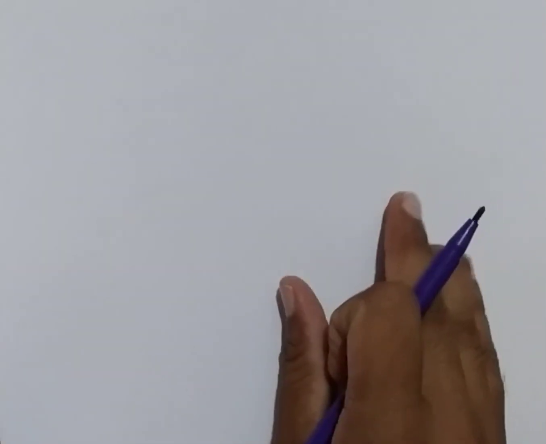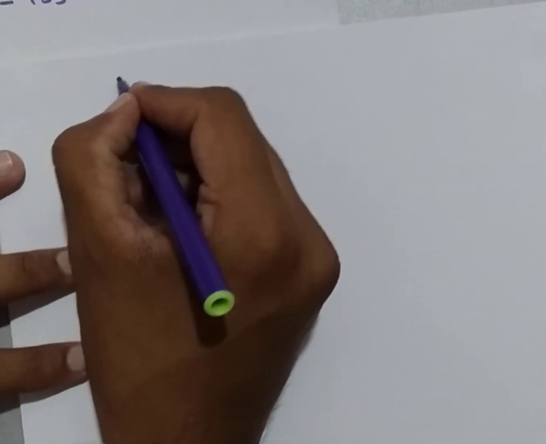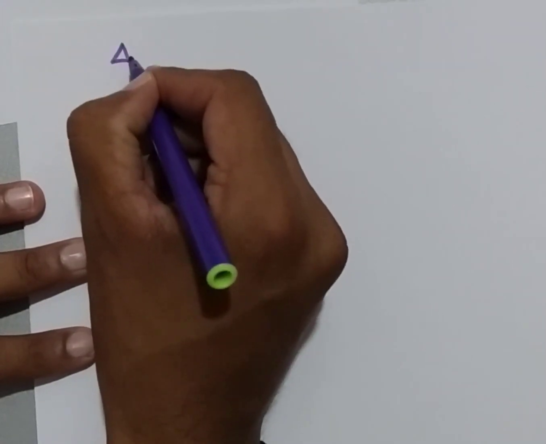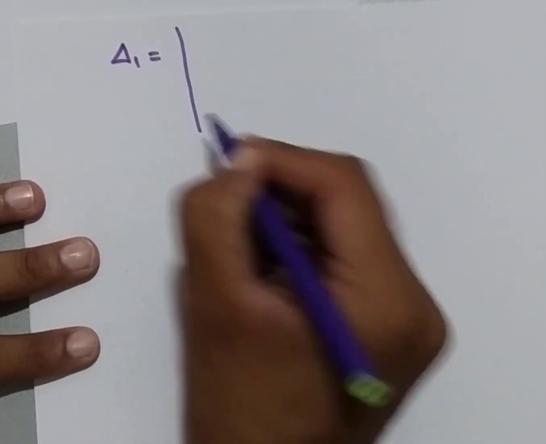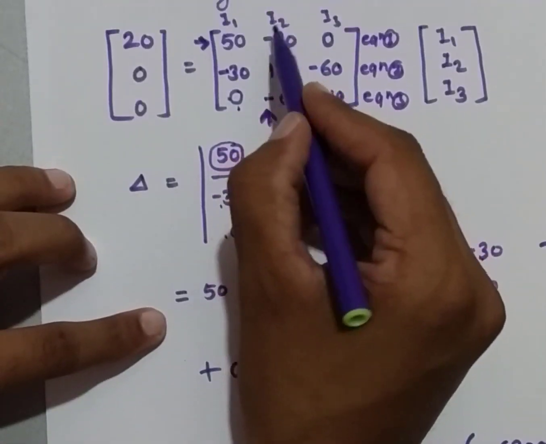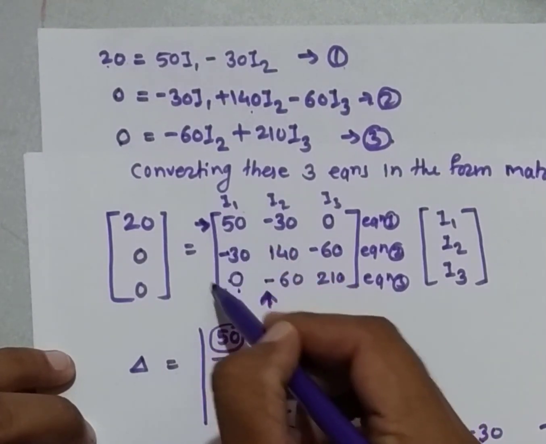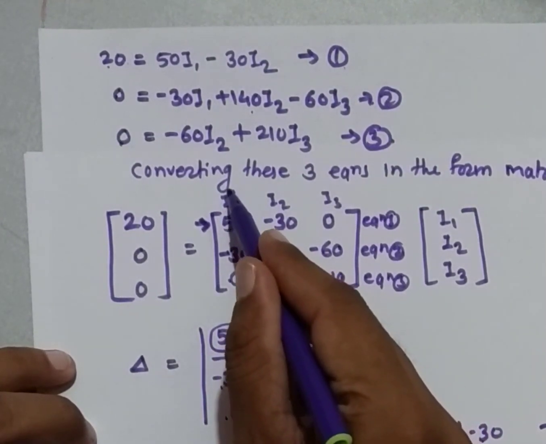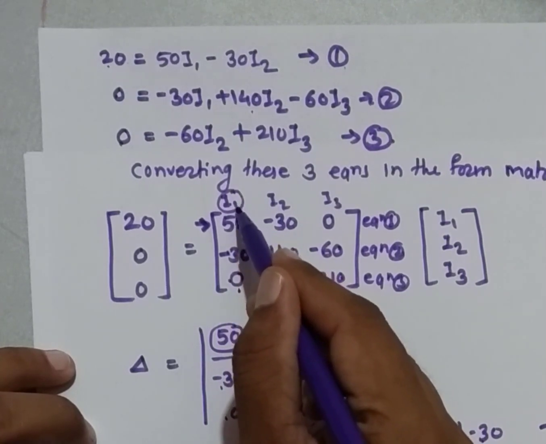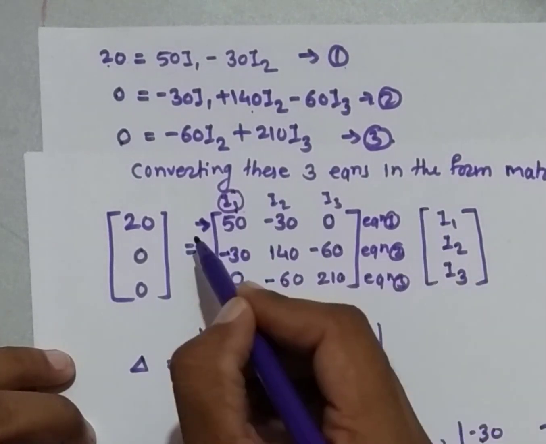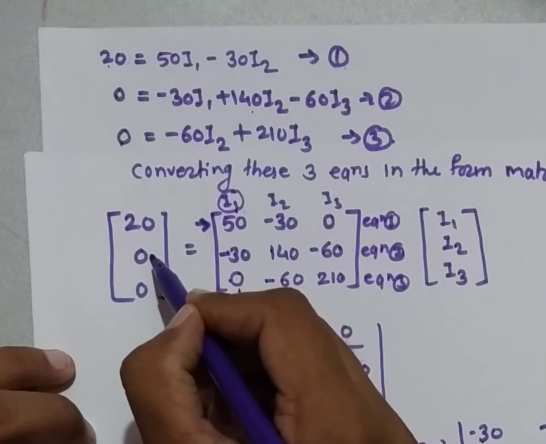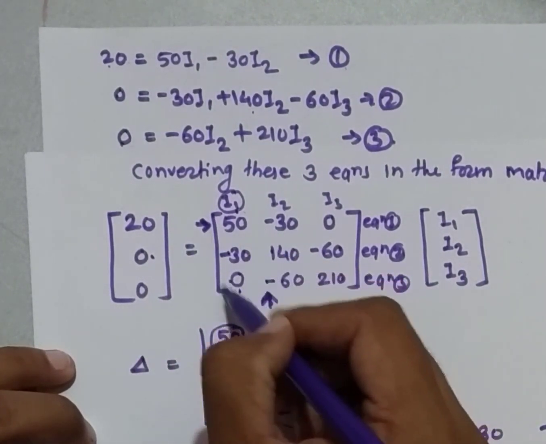Now pay attention, this is a very important term. Now we are going to find delta 1. How to find delta 1? Delta 1 can be found by replacing the first column. Right now we are interested in finding the current I1, so we are going to replace the values at column number 1.